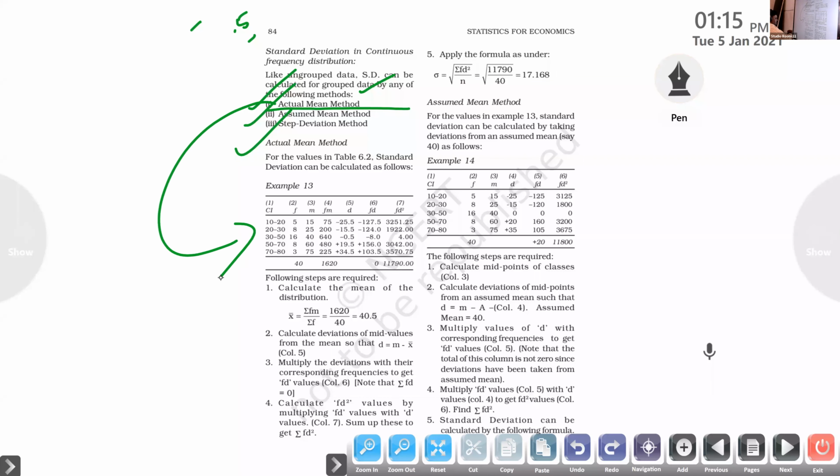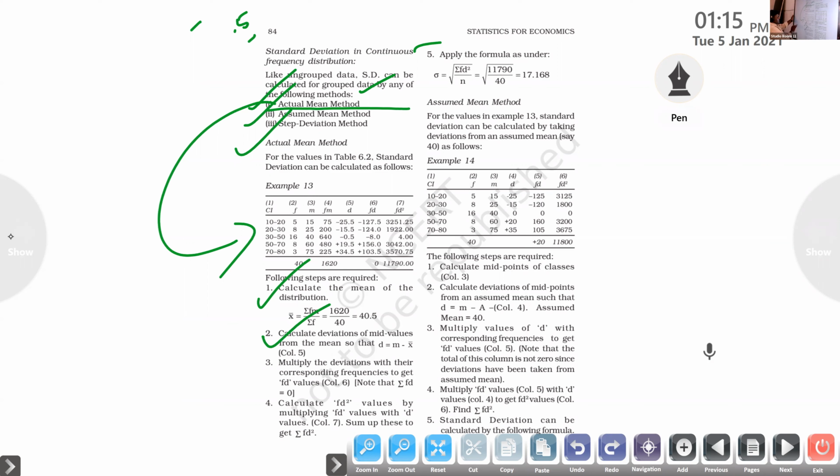The first thing is to find out the actual mean. So we did it. Next, we are going to find out the steps here. How many steps are there? Four steps are mentioned. First, calculate the mean of the distribution. We completed that. Next, calculate the deviation of mid values from the mean, so that D is equal to M minus X bar. Clear? So we did it.